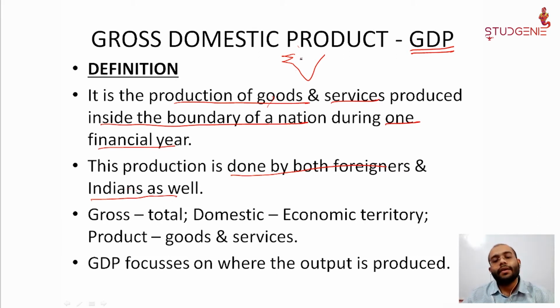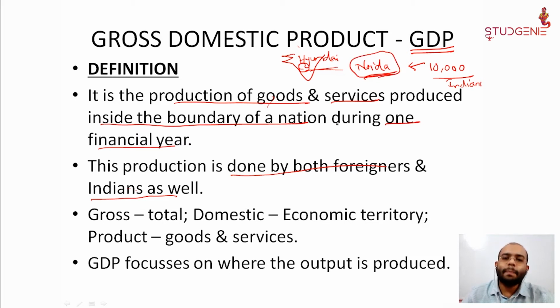Like, you will ask how? Suppose Hyundai. Let's take an example of Hyundai. Hyundai is a South Korean company. Let's suppose Hyundai established a manufacturing plant at Noida. It will employ some persons. Suppose it employed 10,000 employees. All these 10,000 employees will be Indians. So, the production done by the Hyundai Noida plant in India would be considered as the GDP of India.